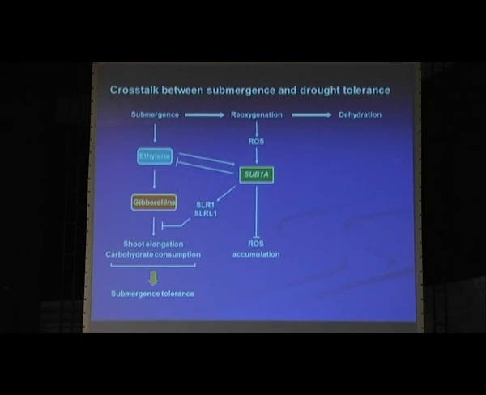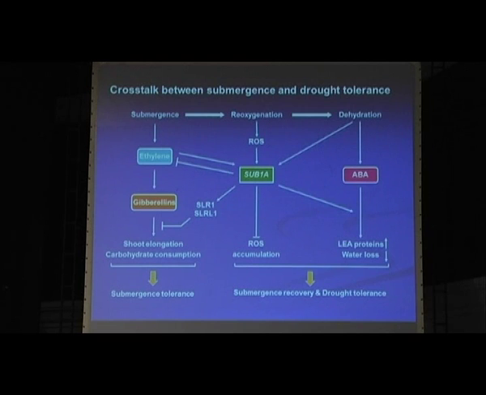Dehydration also increases SUB1A, and SUB1A promotes ABA responsiveness, which is beneficial to increase LEA protein accumulation, and it also blocks water loss. As a result, SUB1A confers multiple stress tolerance, including submergence, deoxygenation, and dehydration.